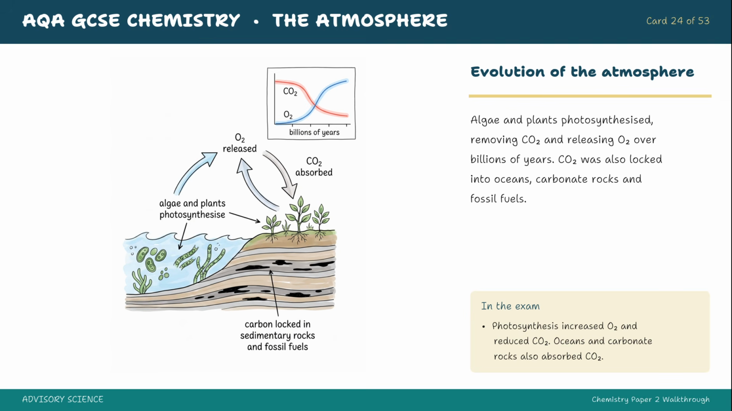Second, carbon dioxide decreased. A lot of it dissolved into the newly formed oceans, where it formed carbonate sediments and rocks. Carbon was also locked away inside the bodies of plants and animals, which over millions of years became fossil fuels such as coal, oil and gas. In the exam, link oxygen rising directly to photosynthesis by algae and plants. Link carbon dioxide falling to it dissolving in oceans, forming sedimentary rocks and being trapped in fossil fuels.